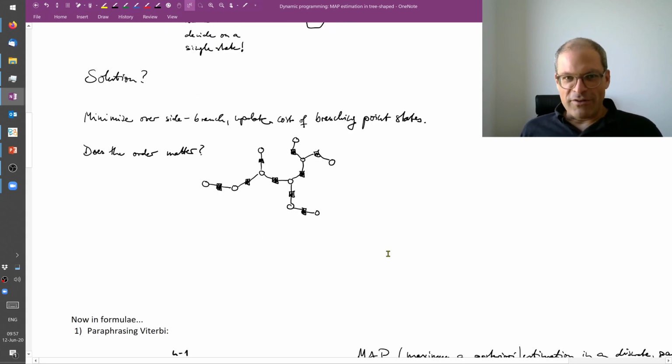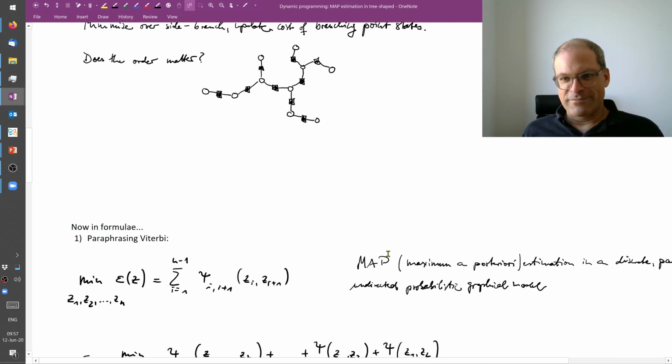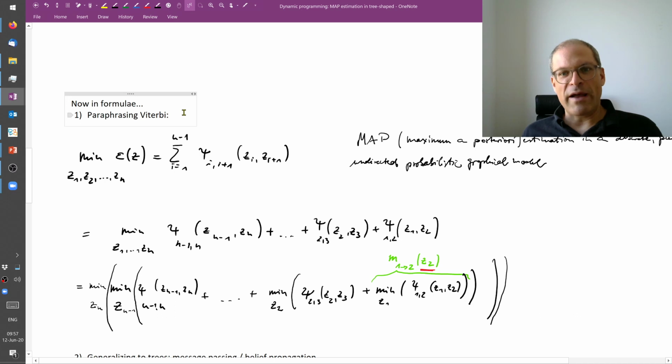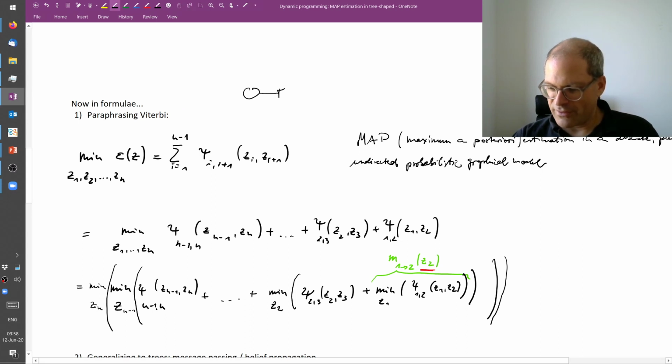All right, this was qualitatively in pictures. Now let's do this in formula. First, we go back to the chain model. So we go back to our chain where I have variables, pairwise factors, variables, pairwise factors, and so on.